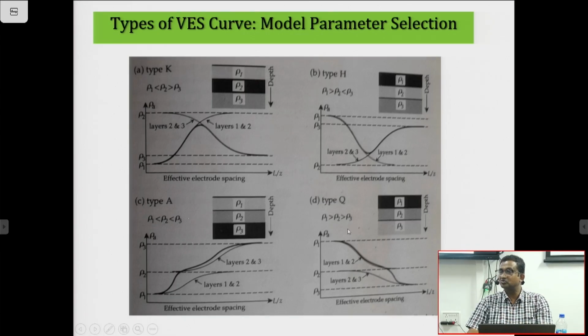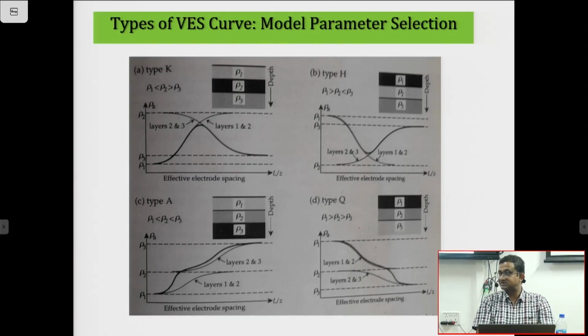Now if you increase the number of layers, because a 3-layer case may not explain the whole data distribution, in many cases it may happen. So we need to see the combinations of the K, H and the A, Q to get their distribution. It may happen your apparent resistivity is high, low, then again high, again low. So from the combinations of these types, we can formulate what type of layers are there and what the combination is. This is the basic thing about the VES curve.